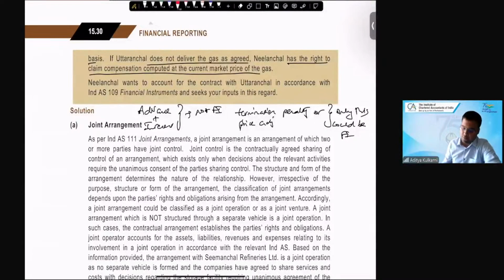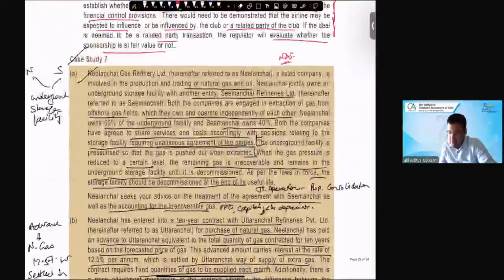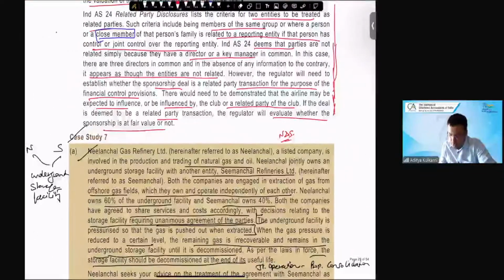Okay, now you tell me. Neelanchal, Seemanchal, both of them joined hands to form a storage facility. Right? So tell me one thing. This storage facility, N is owning 60%, S is owning 40%. Now, in 60 and 40, what have they agreed? They have agreed to store this gas which they have extracted, but they have agreed to share services, share the cost, and any decision relating to the storage facility has to be taken unanimously.